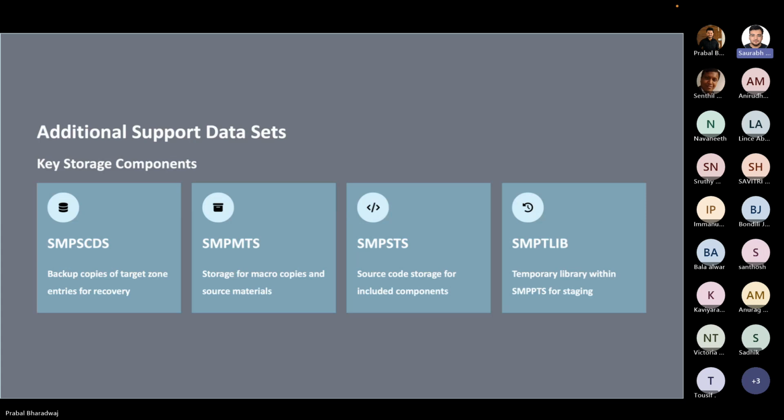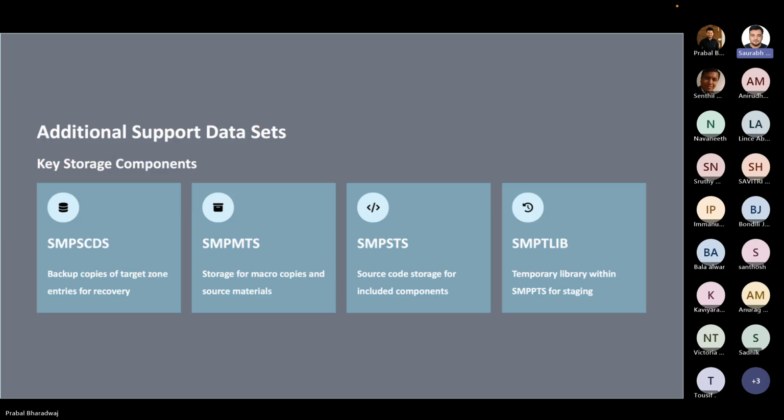SMP SCDS stores backup copies of the target libraries which get created during the apply. SMP uses this dataset if an apply fails. SMP will automatically and safely back out the changes with the help of this.